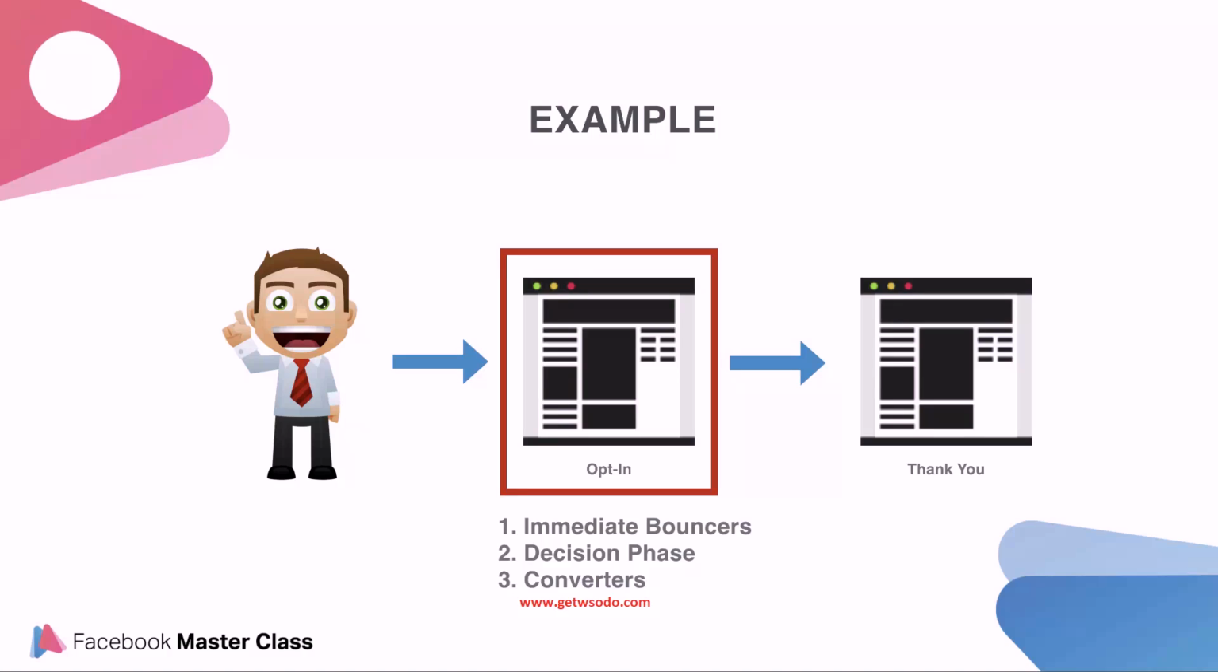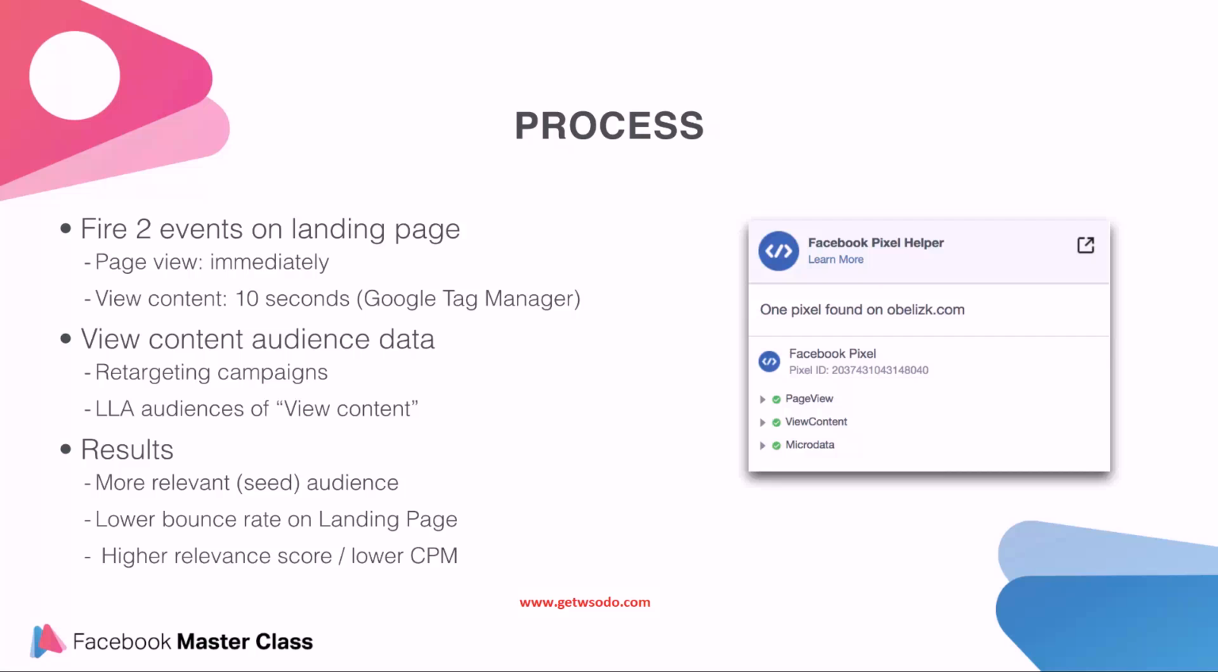We have the converters. Here's the thing. It would be great to optimize a campaign in a way that would not reach out to Facebook users who show qualities of immediate bouncers. So ideally, we want to go after converters and people in the decision phase and reach as few users as possible who fall into the immediate bouncers category. Here's a way how you can accomplish that goal. Fire 2 events on your landing page.